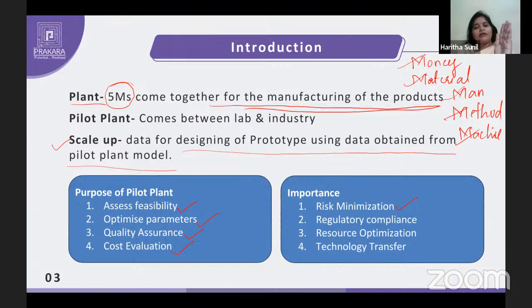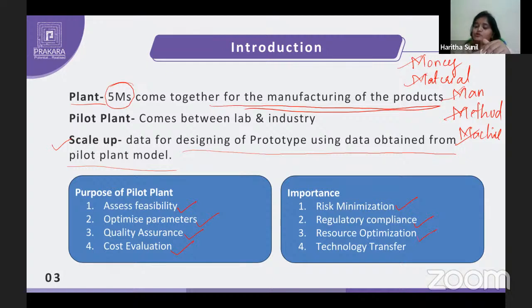So while preparing it in the pilot scale, you're minimizing certain risks. And the next one is the regulatory compliance. While you're testing this at the pilot scale, it always ensures that you are complying with the regulatory standards. So before going for the commercialization, complying with the regulatory standards is very important for you before you go for the commercialization.